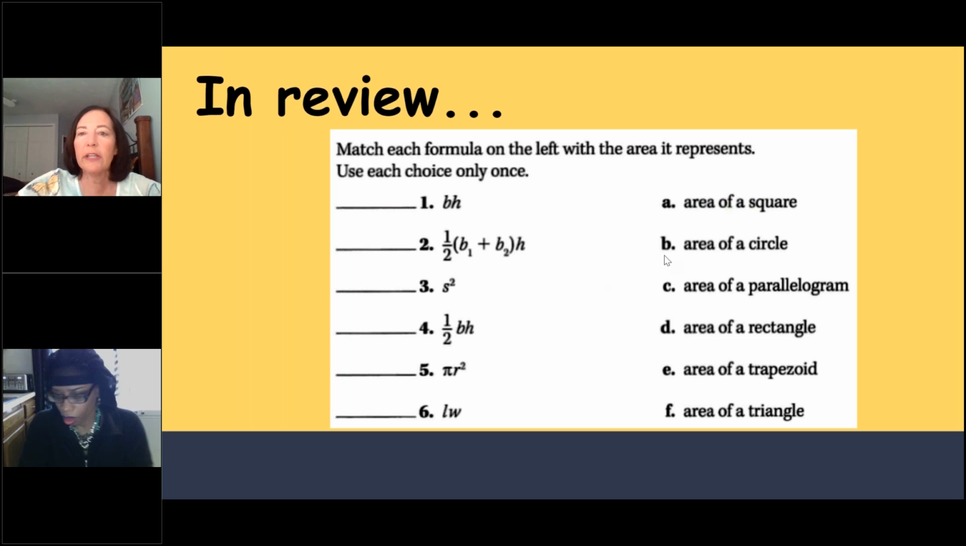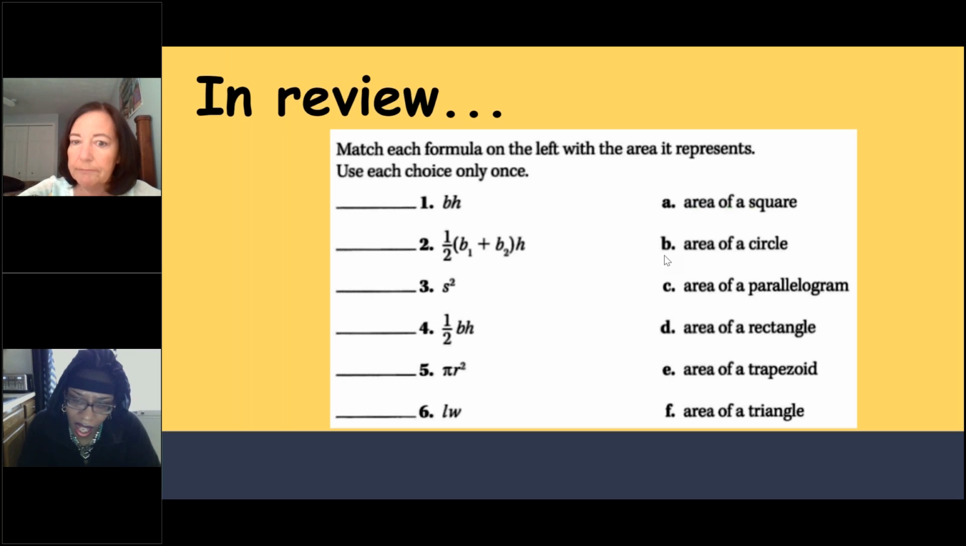Okay, so in review, it says match each formula on the left with the area it represents. Each choice can only be used one time. So we're going to start with base times height. That is the formula, and Lana, this is going to be a challenge because you weren't here for the whole lesson, but let's see how much you know. You seem pretty good with area. Base times height, what is that going to be?